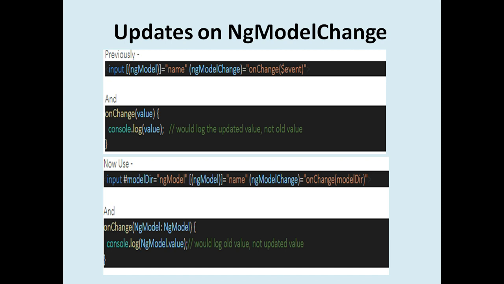Next, updates on ngModelChange. In Angular 6, it is emitted after the value and validity are updated on its control. Previously, it was emitted before the update. You can see here, previously we used it like this in our ngModelChange. We call this from the event. Here we used the updated value, not the old value. In Angular 6, now we can use it like this. Here, we can use the old value, but not the updated value.